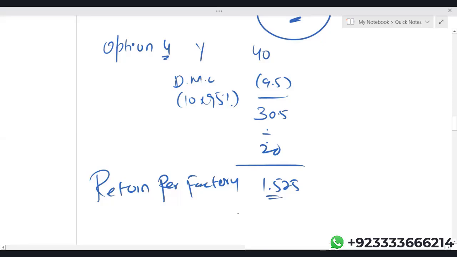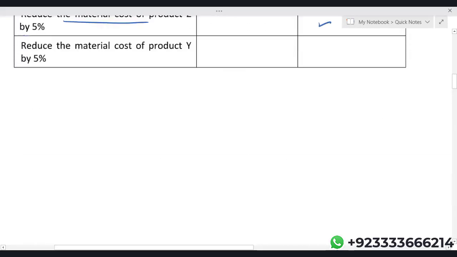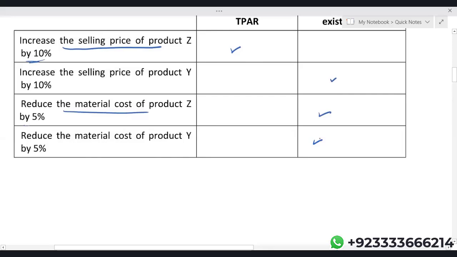Number 1. Number 2, each option you will see in isolation. So when you are applying option 4, you will not be considering other options. So under option 4, the ranking will not change. Still, we will go with product X because all are mutually exclusive. So I'm going to actually produce the product which gives me the most benefit. So it means throughput accounting ratio in option 4 will not improve. I would say a good question. Now let's go ahead.